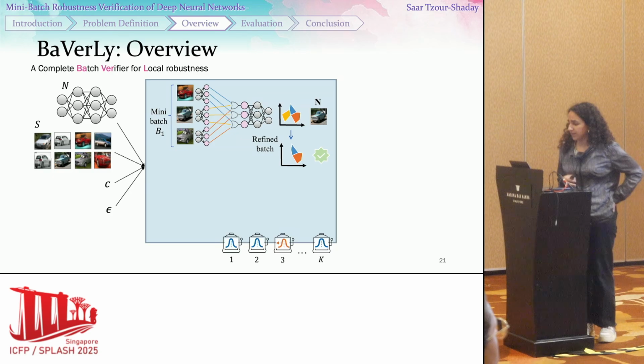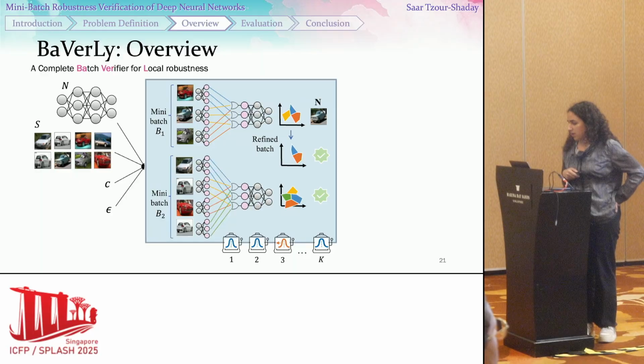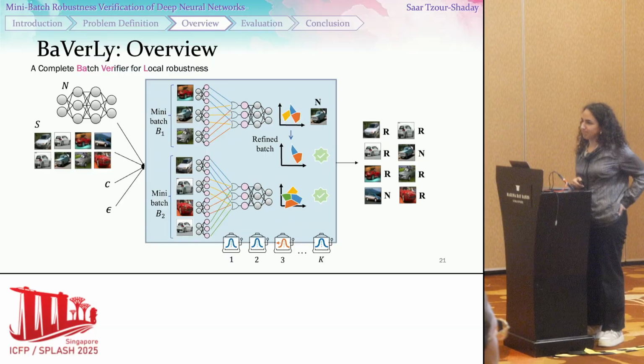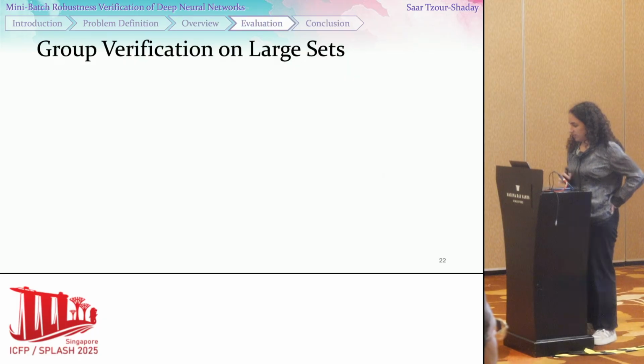It learns dynamically the optimal batch size with the map agent, and at the end it reports for every input in S whether its epsilon ball is robust or not. Now let's turn to the results.